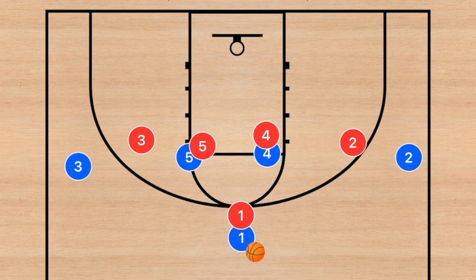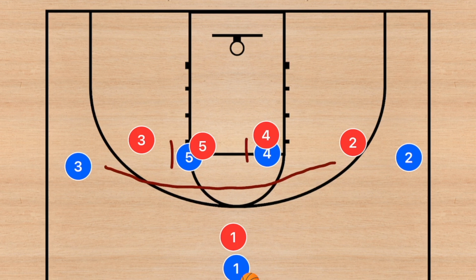Now, this next play is an absolute pain to try and defend, especially if you are playing against a man-to-man defense. We're going to start with player 5 and 4 setting a staggered screen for player 3, who is then going to set a screen for player 2.